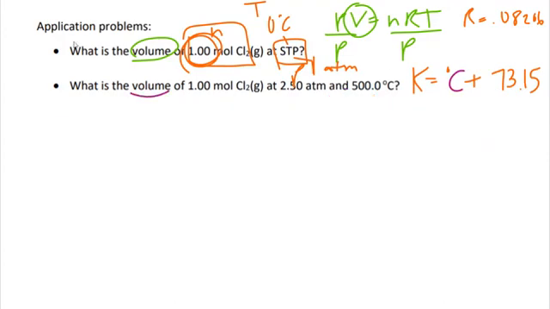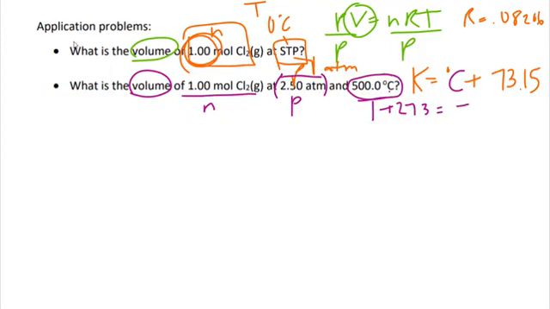So for the second problem, again, it wants to know the volume. We have 1 mole, so that's my N. 2.50 atm, so that's my pressure. 500 degrees Celsius is my temperature, but I do need to convert that. So let's do that first. We know that if I take my Celsius and add 273, I would get a temperature of 773.15 Kelvin.